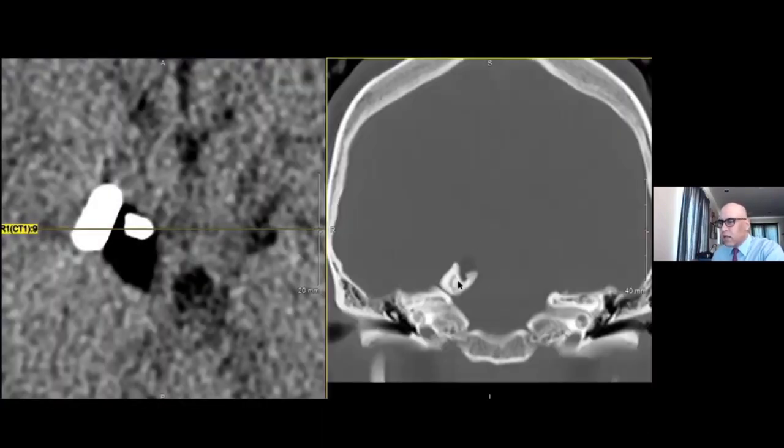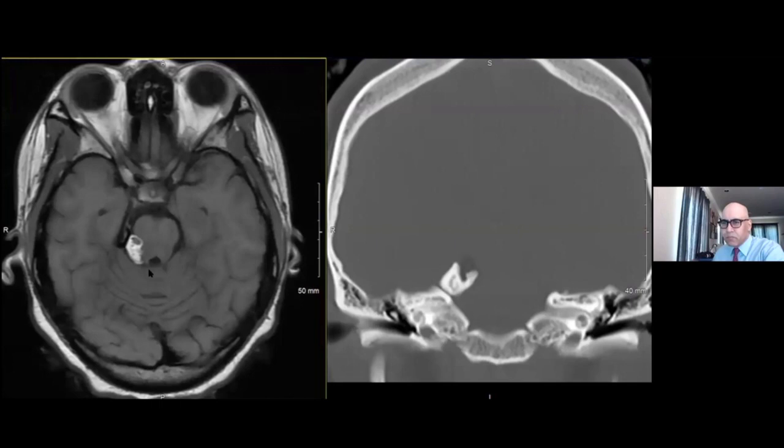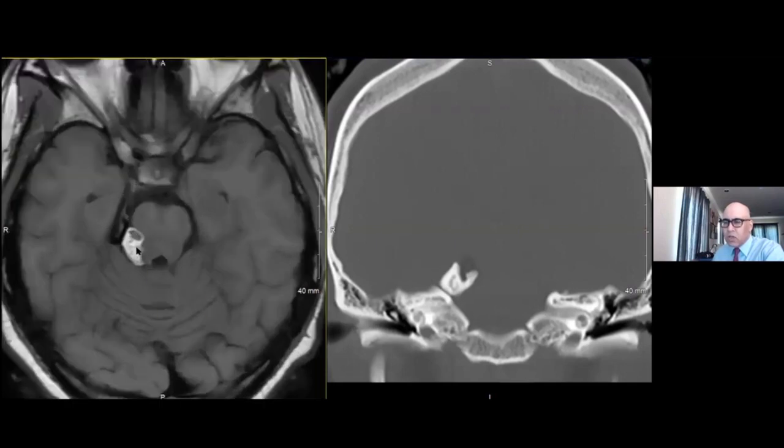And that's where this bone algorithm coronal image from the CAT scan helps. We can see an ossified structure right next to it. So we have fat and we have abnormal ossification. And MRI is an excellent way to further characterize. On this MRI, we see this structure in the region of the right ambient cistern, and it is hyperintense on T1 weighted imaging.